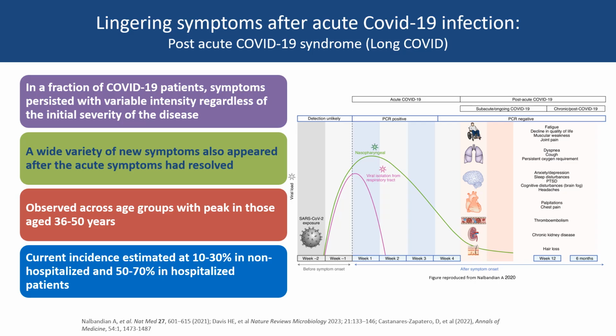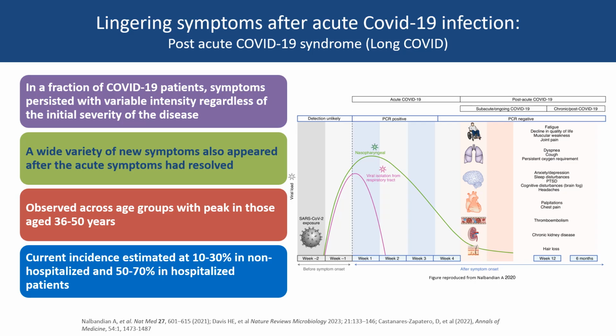In a fraction of patients who seemed to recover from acute COVID-19 infection, some of the symptoms seem to persist with variable intensity for a prolonged period of time. This seemed to occur irrespective of the initial severity of the disease. Moreover, a wide variety of new symptoms seemed to appear after the acute symptoms had resolved. This occurred in all age groups but seemed to peak in the age group 36 to 50 years, which incidentally has a low rate of severe disease.